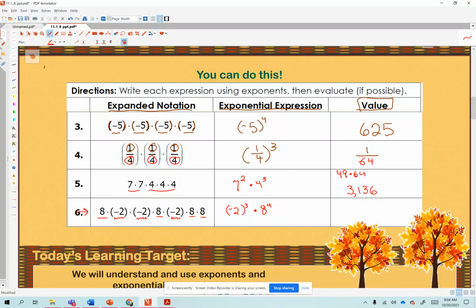So -2 to the third power is -8. And 8 to the fourth power is 4,096. And I did use a calculator. If I multiply those together, the answer I get is -32,768.